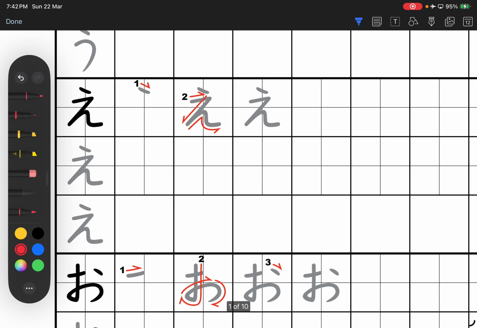Next, we do the dot first, and then it is like a Z. But instead of a Z, we go back up and then we come down again. Do you know what I'm writing here?